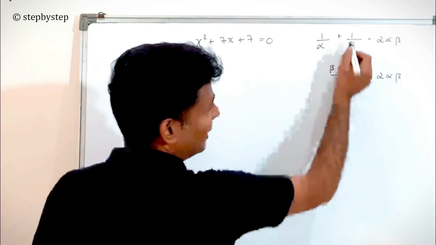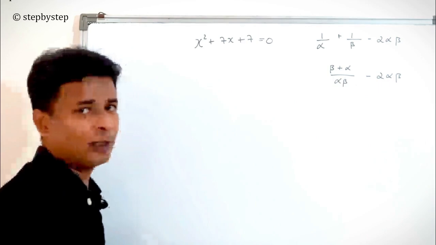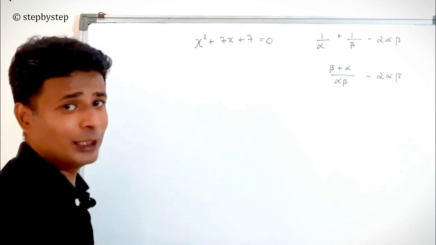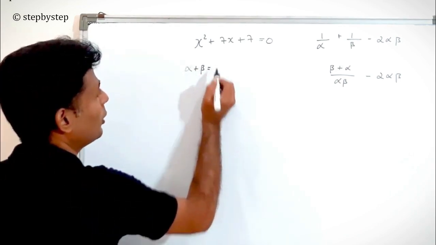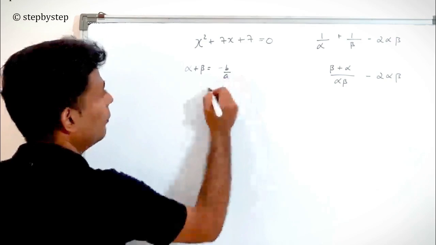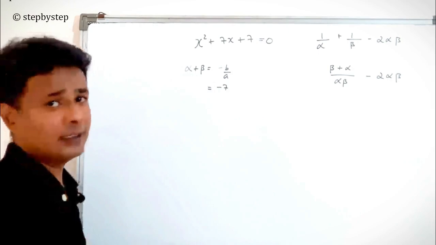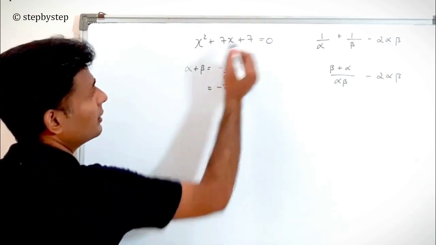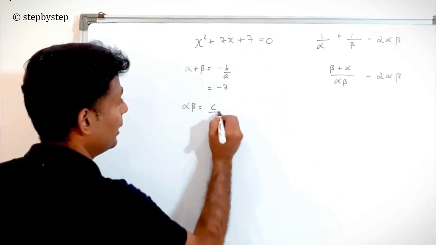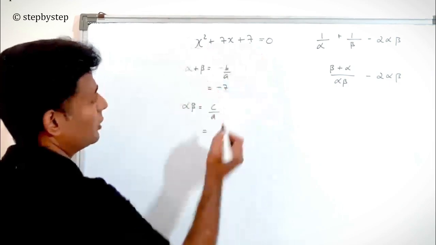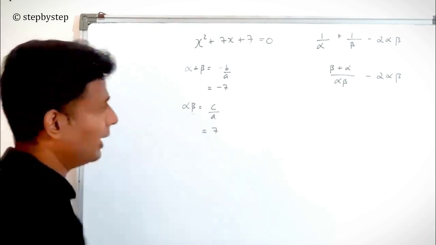Now what do we have? We have everything in terms of alpha plus beta and alpha beta, which means we don't have to find the zeros. We can directly use the relation between zeros and coefficients. So what is alpha plus beta equal to? Minus b by a, which is minus 7 by 1, which will be minus 7. A is 1, b is 7, c is 7. And alpha beta equal to what? c by a, which is c is 7, a is 1, so 7 by 1, 7. So we got alpha plus beta as minus 7 and alpha beta as 7.